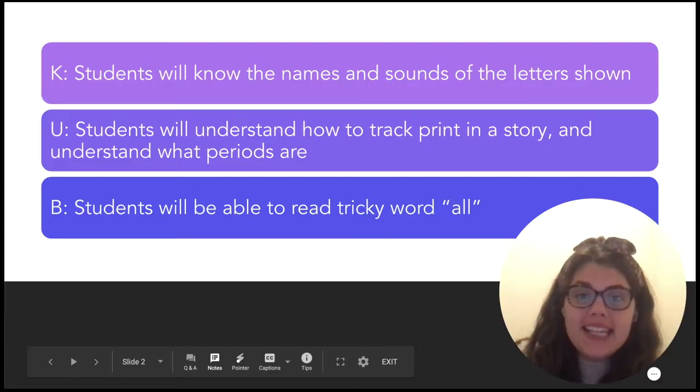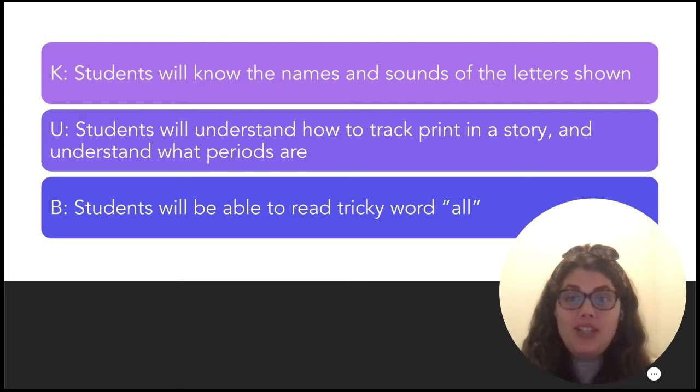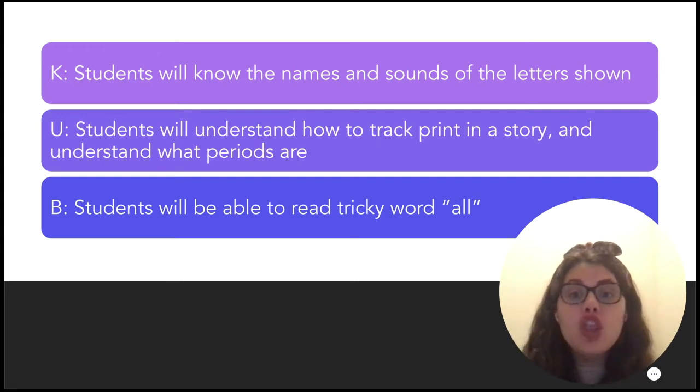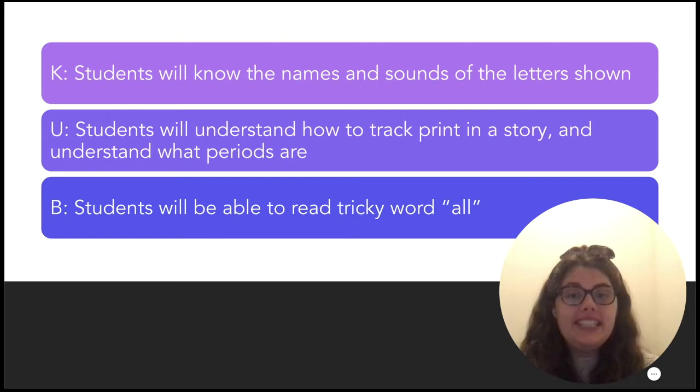Friends, today we're going to continue as we have been doing with our ELA Skills lesson and work on our sounds, our spelling, and our reading abilities. The goals of today's lesson are that you will know the names and sounds of the letter cards that I show you. You will understand what a period is at the end of a sentence and how to track the print of the story we are reading in today's lesson. And you'll be able to read today's tricky word, all.